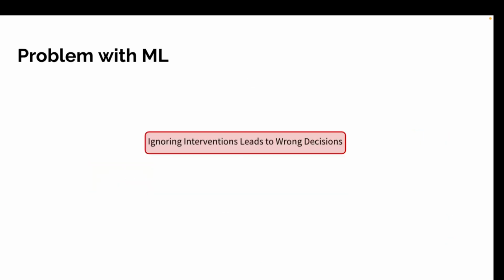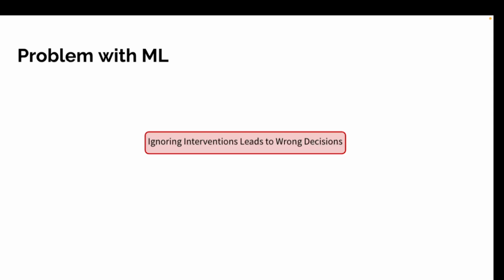Okay, so that's the message, right? If there is one single thing that you remember today, let it be this one, that ignoring interventions in your model development leads to wrong decisions. So every time we make an intervention in the process, we have to account for that. Otherwise, it's going to lead to incorrect actions.